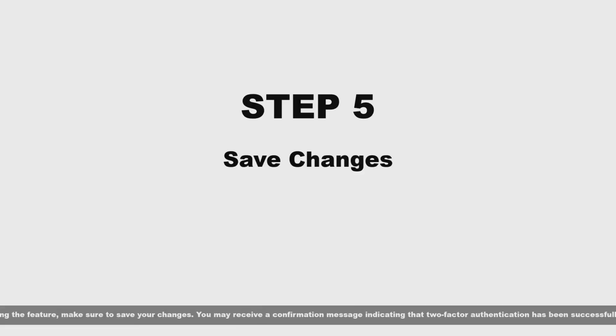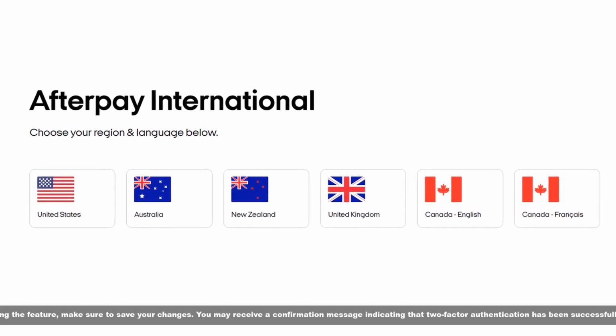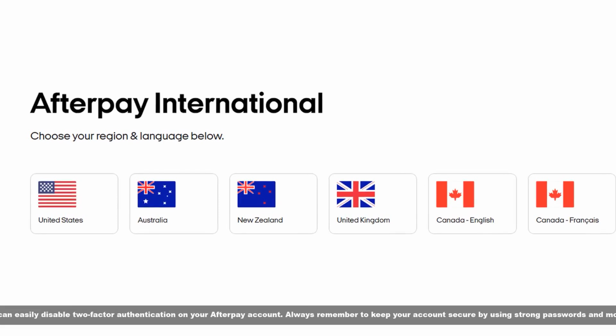Step 5. Save changes. After disabling the feature, make sure to save your changes. You may receive a confirmation message indicating that two-factor authentication has been successfully turned off.